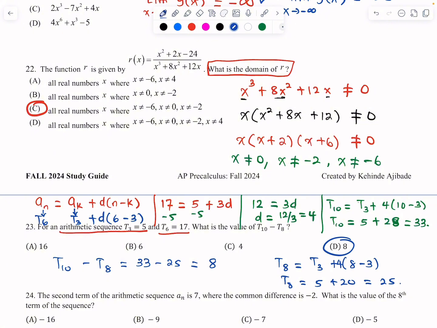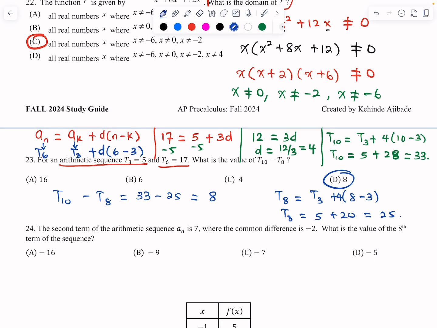All you have to do is to find the common difference, list all the sequence up to the 10th term, and then you take the 8th term, you take the 10th term, and then you subtract. Now let's go to question 24.